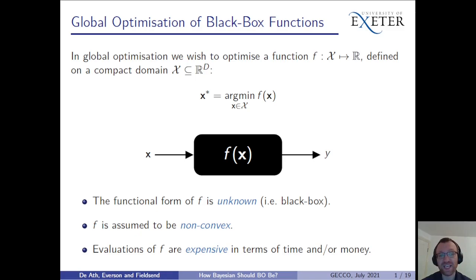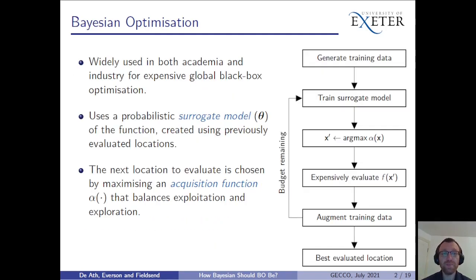We're particularly interested in cases where these evaluations are expensive, in the sense that we're limited in the number of evaluations that may be performed, typically to a few hundred or lower. Bayesian optimization is a popular method for optimizing these black box functions. It consists of two main components.